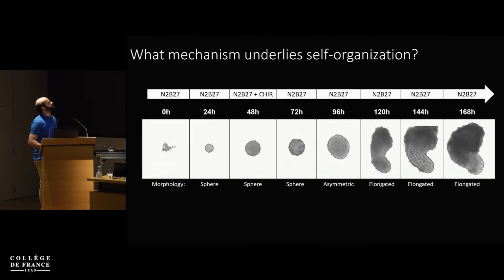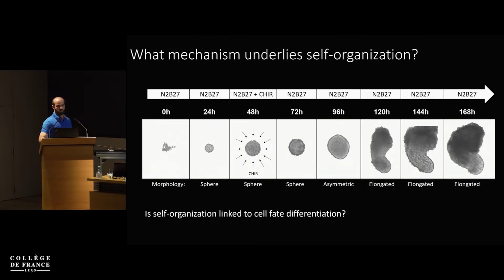But so the question I wanted to ask when I started in Denis' lab was, how do these aggregates, which are spheres of what used to be a homogeneous population of embryonic stem cells, when subjected to this homogeneous signal, break symmetry morphologically and elongate along a single axis? This is what I define in this presentation as self-organization. Is this process linked to cell differentiation? And when is this diversification of cell identity that we observe initiated?